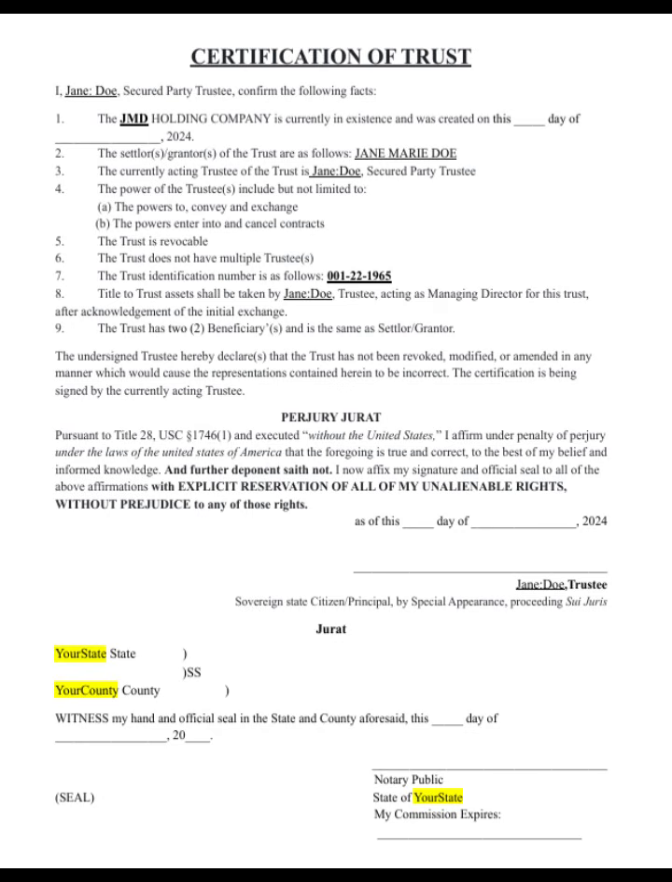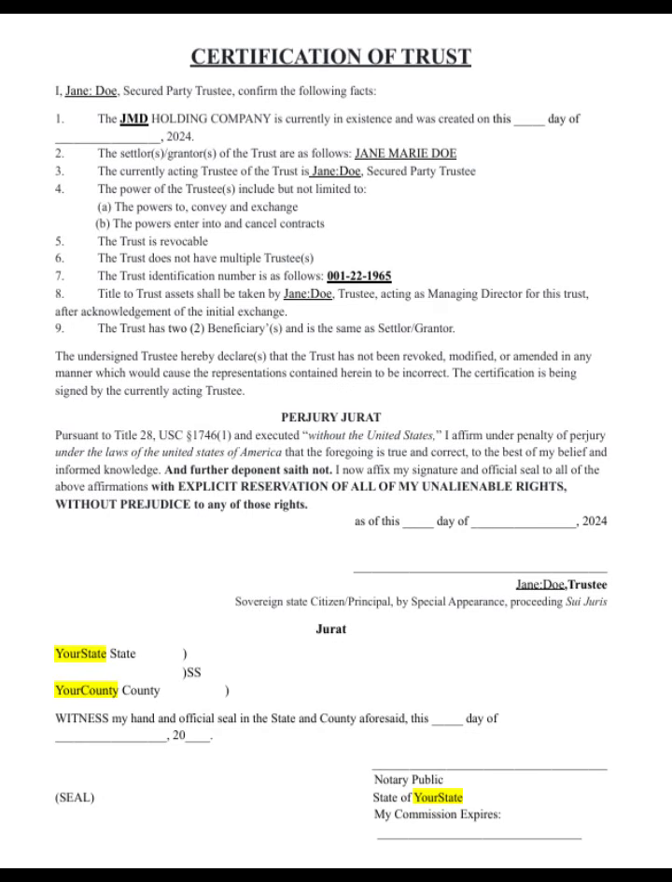Certification of trust. So secured party trustee confirms the following facts. The JMD Holding Company is currently in existence and was created on this day. The settler grantor of the trust are as follows. The currently acting trustee of the trust is Jane Doe, secured party trustee. The powers of the trustees include but are not limited to: A. The powers to convey and exchange. B. The powers to enter into and cancel contracts.